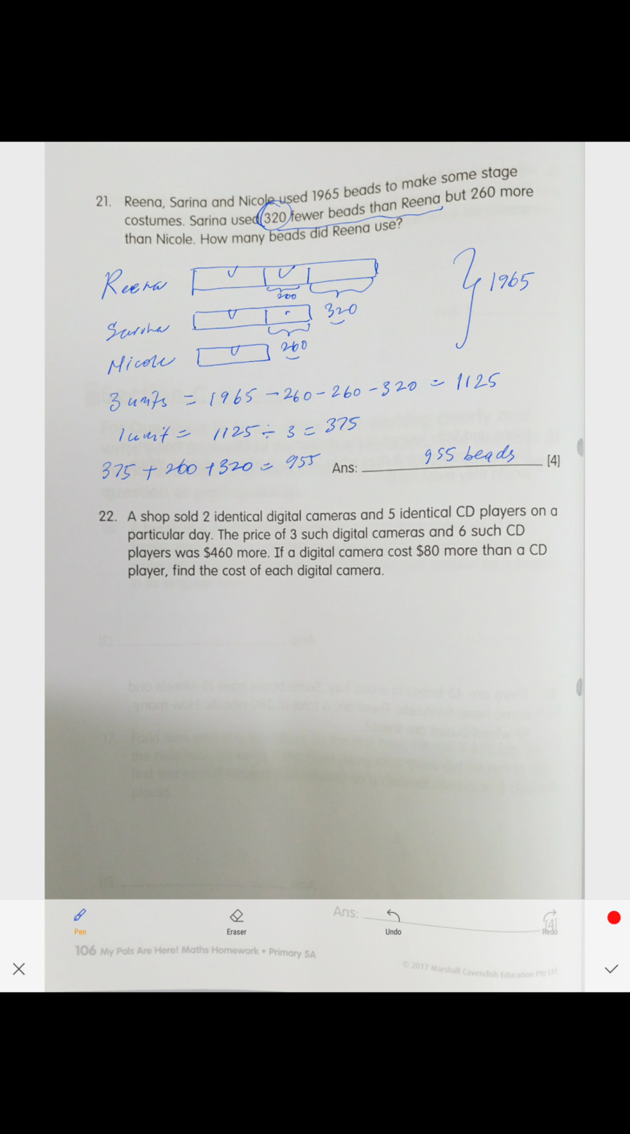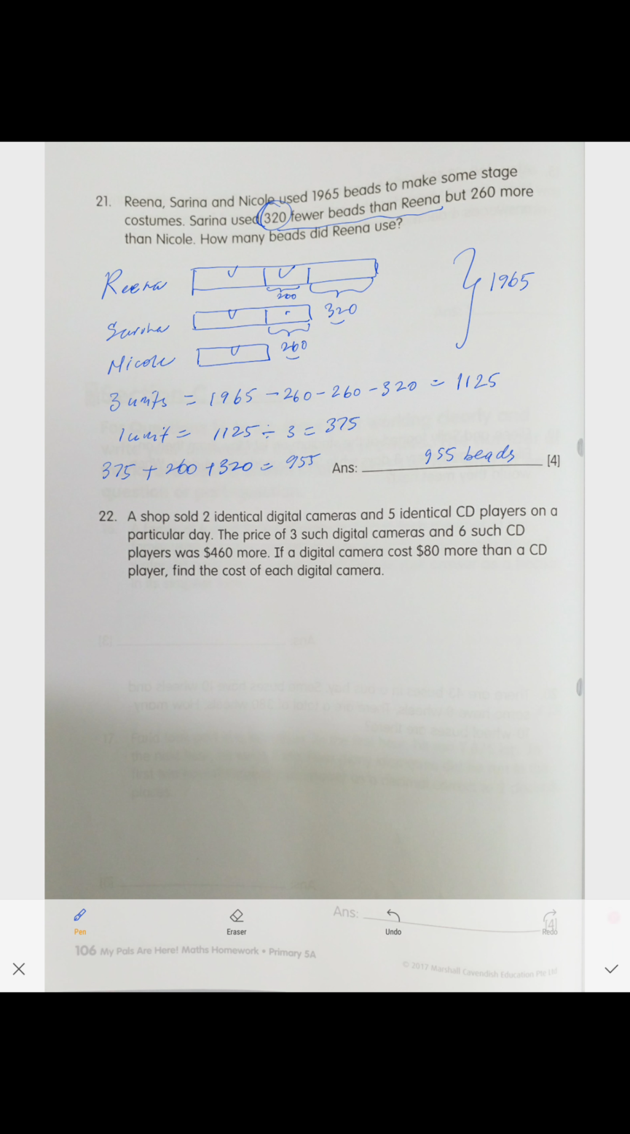Okay, so there was a lot of mess with this, but I hope you followed. All right, next problem 22. A shop sold two identical digital cameras, 5 identical CD players on a particular day. The price of 3 such digital cameras and 6 such CD players was 460 more. If a digital camera cost $80 more than a CD player, find the cost of each digital camera. Well, that's a problem for the unit test. Very similar.